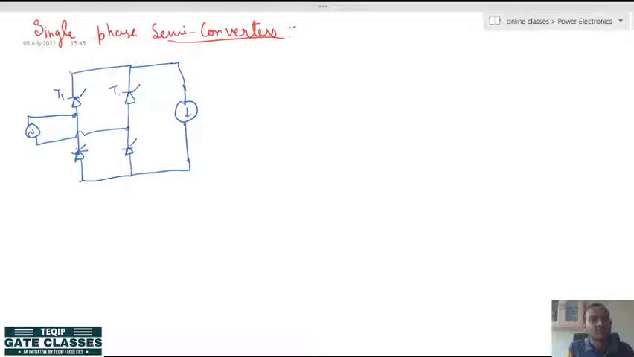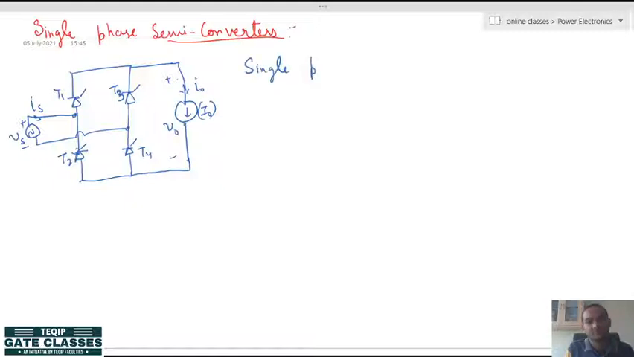We have already discussed the discontinuous mode also, with T1, T3, T2, T4. Let us say the source voltage is here and the source current is here, and this is the load voltage and the load current, whose value is I naught. This kind of circuit is also known as a single phase full wave fully controlled AC/DC rectifier.